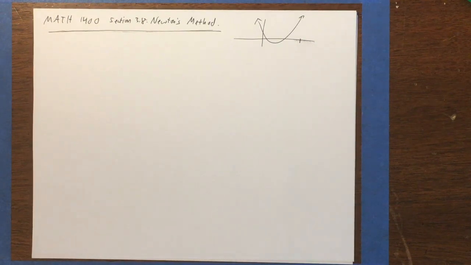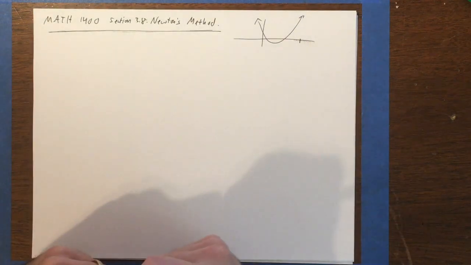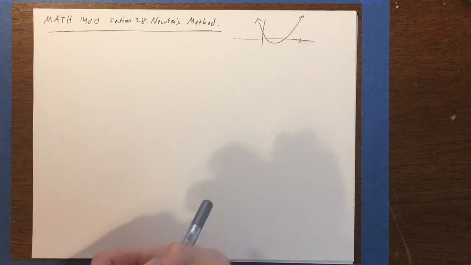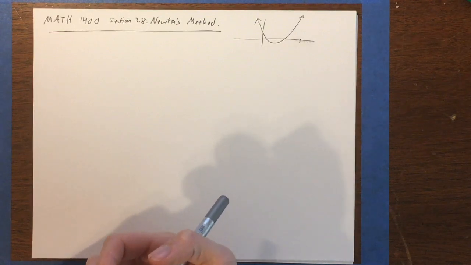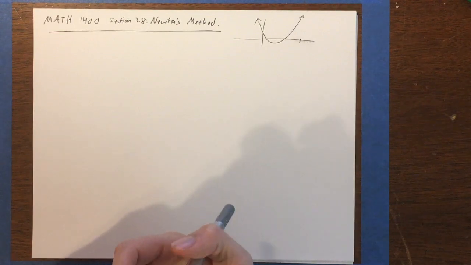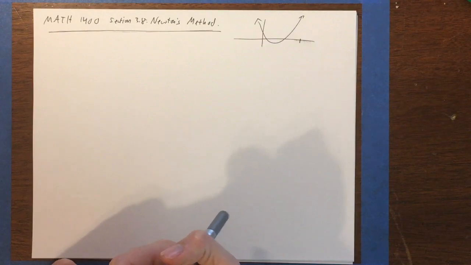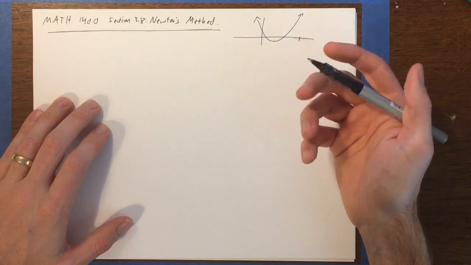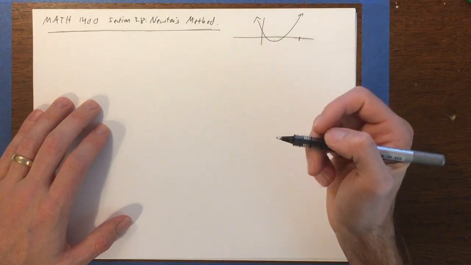Okay, so this is Calculus section 3.8, Newton's method. I explained in the last video basically what Newton's method is. It's a numerical method for approximating the solution to an equation. And actually what it does is it produces a sequence of guesses which is going to get closer and closer and closer to the correct solution.